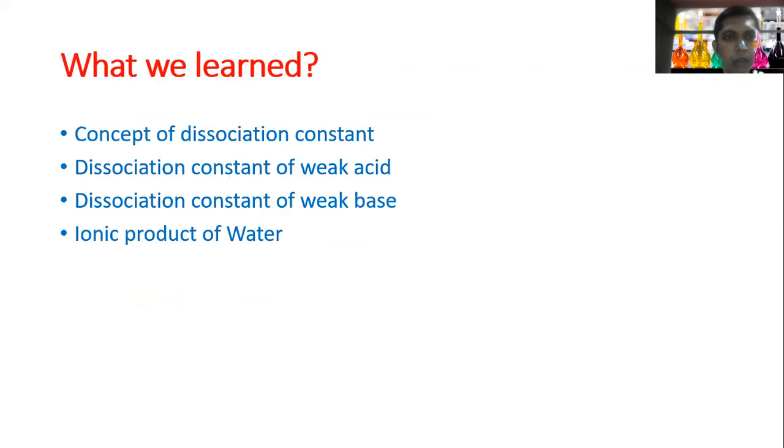So students, we will end our lecture. What we have learned today is the concept of dissociation constant, which is a very important concept in ionic equilibrium as well as in physical chemistry study. The concept of dissociation constant of a weak acid, dissociation constant of a weak base, and the concept of ionic product of water. So thank you, and keep studying.